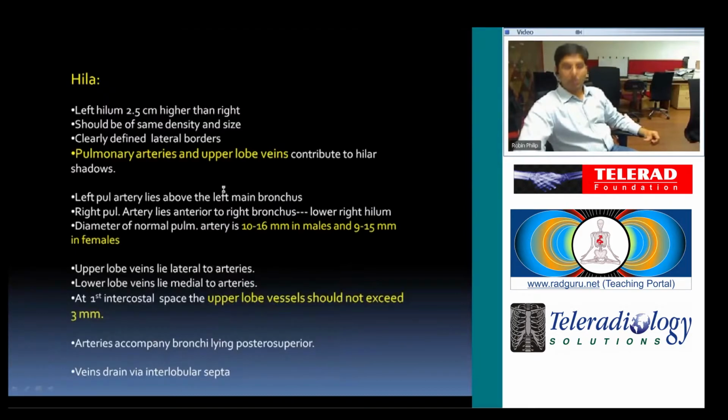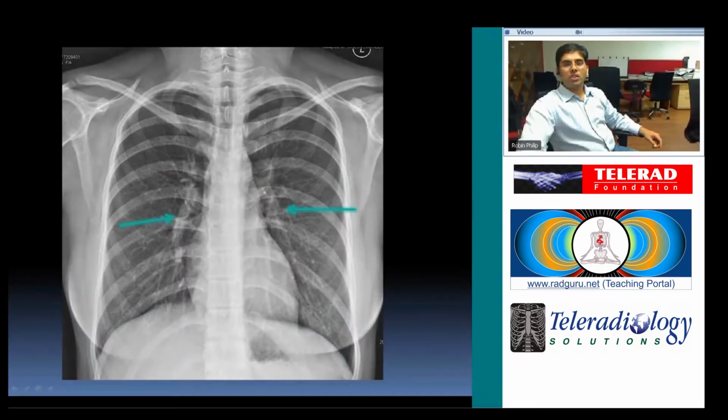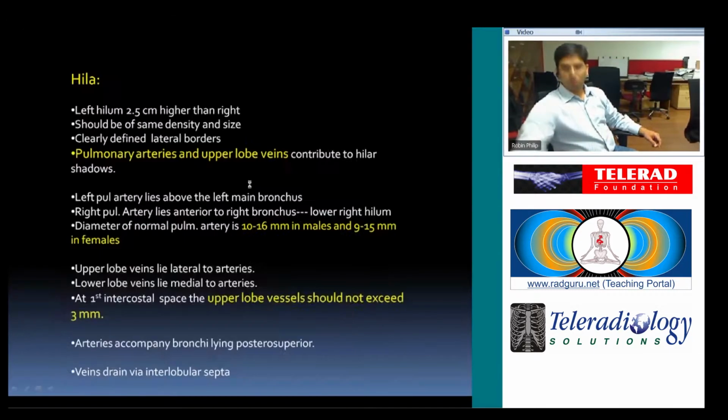So let's move on to the hila, the next part. The left hilum is always higher than the right, and they should be of the same density and have clear defined lateral borders. What constitutes this is the inferior pulmonary artery and the upper lobe pulmonary veins. These two form the hilum. So the pulmonary arteries and upper lobe veins contribute to the hilar shadows.